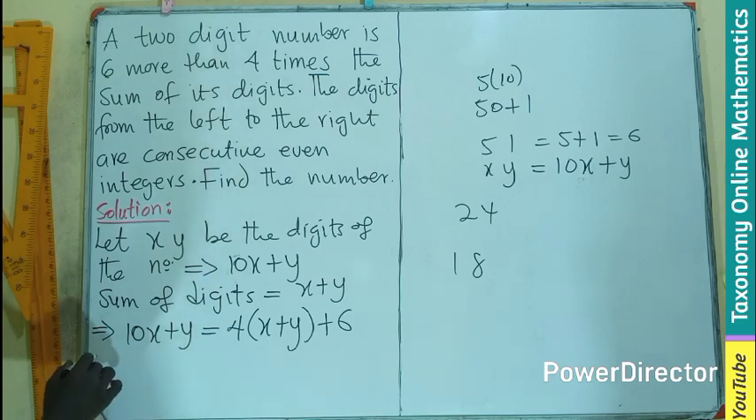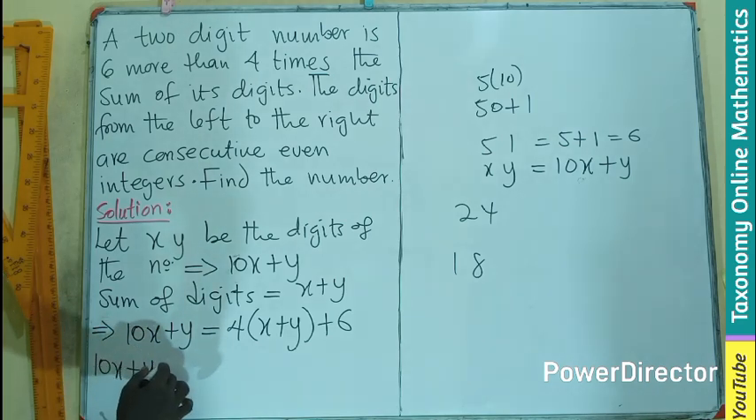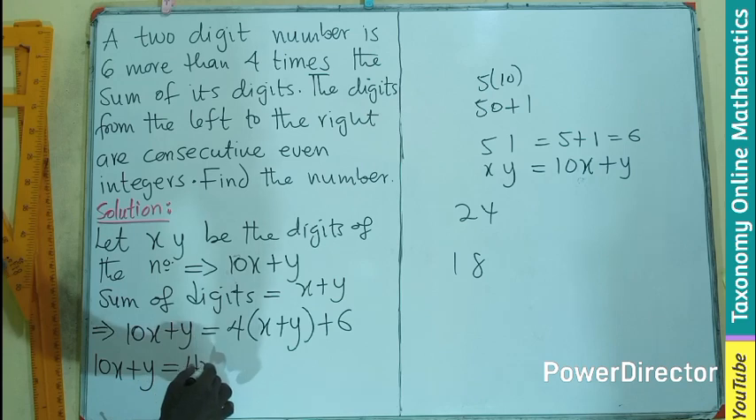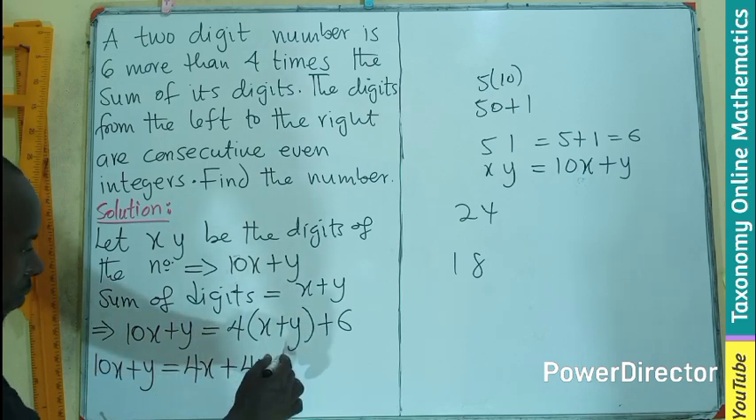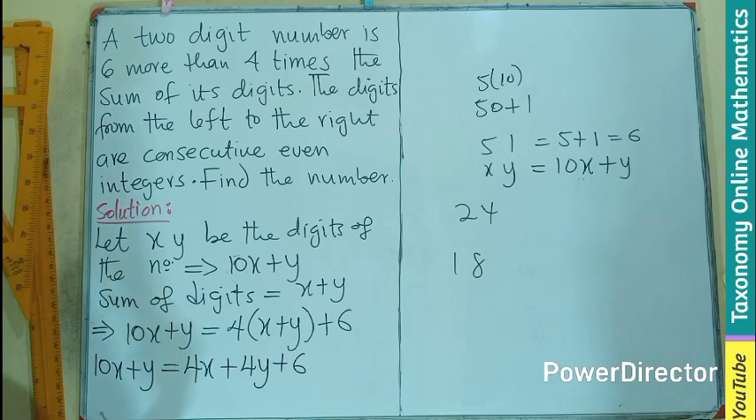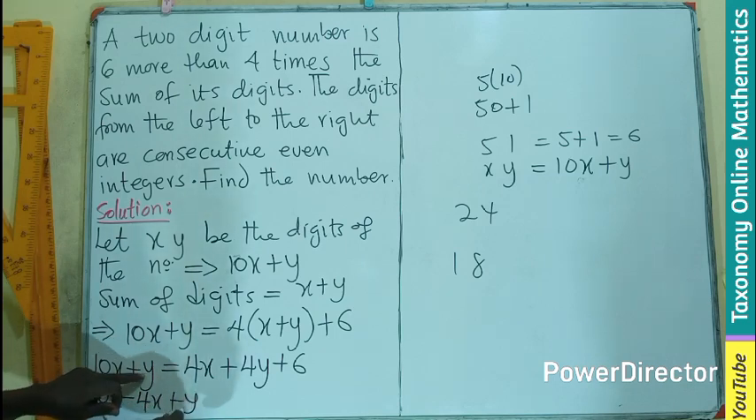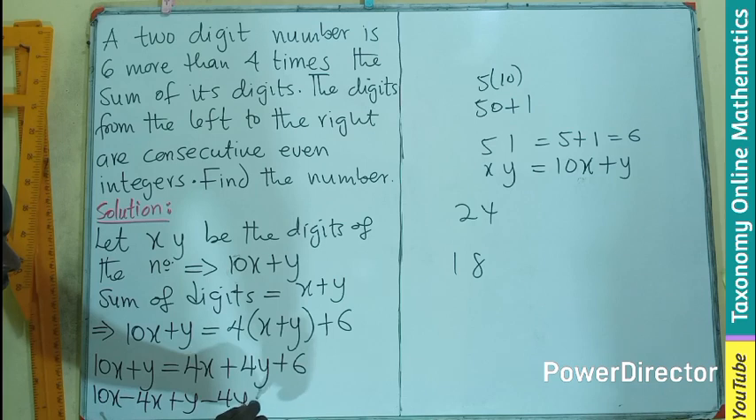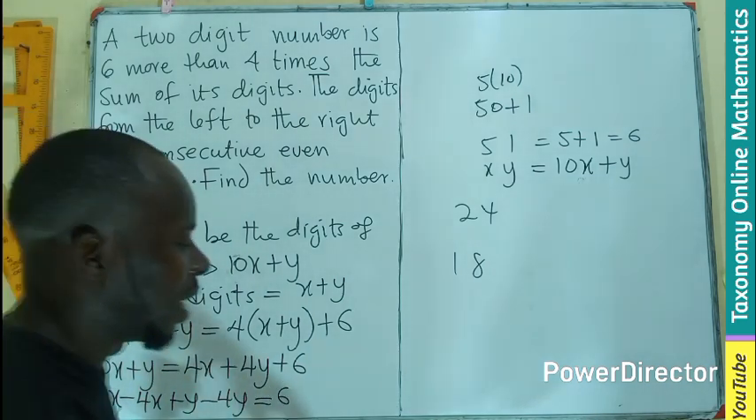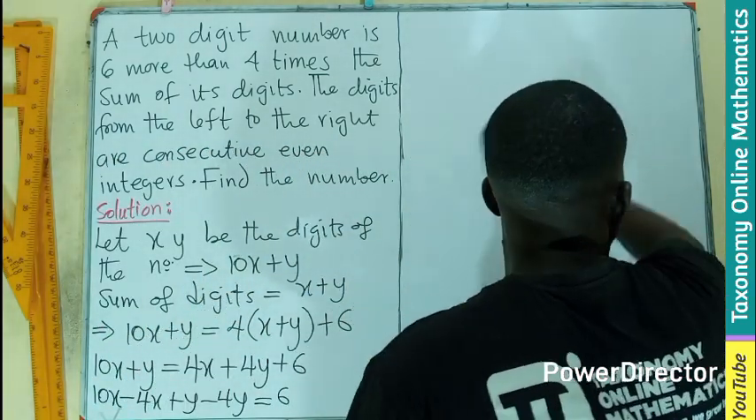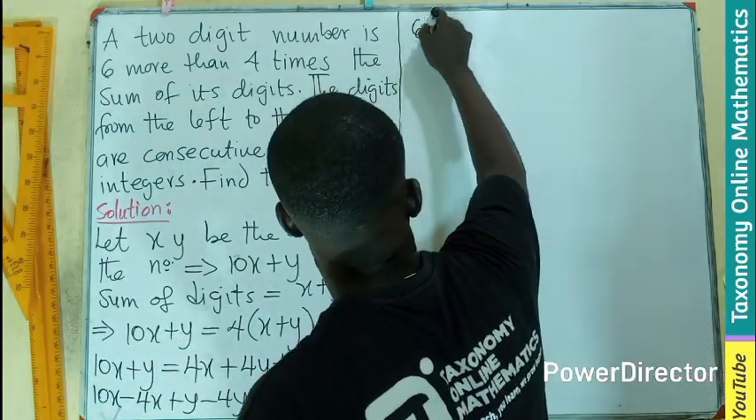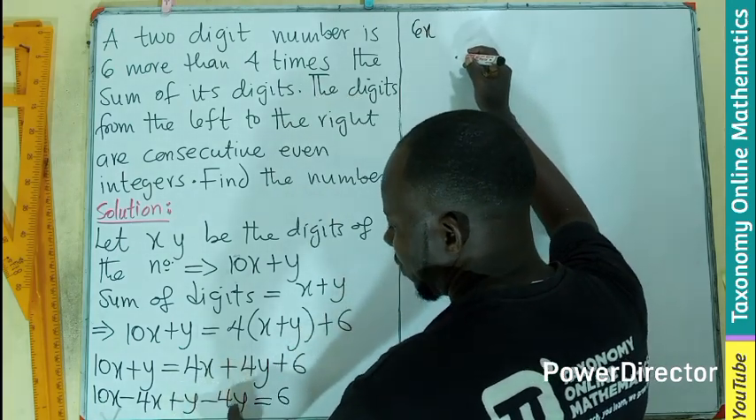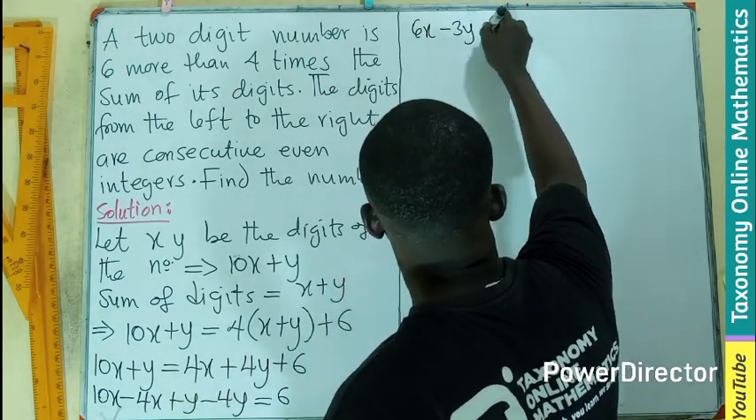Let's expand. I should be having 10x + y = 4 times x, 4x, 4 times y, 4y, plus what? 6. Let me group all the variables to one side. That should be giving me 10x - 4x + y - 4y = 6, leaving the 6 at the other side. And I think 10x - 4x will be 6x. Then y - 4y will be -3y = 6.